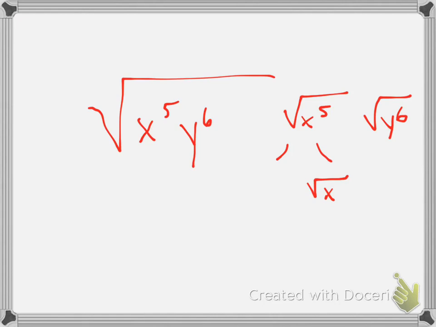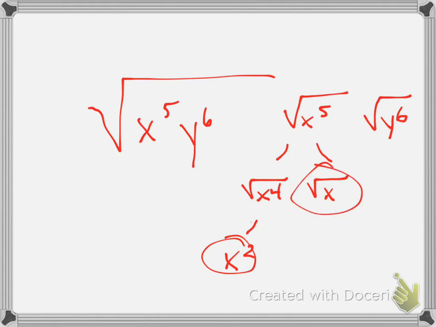But now, if I take one x away from x to the 5th, that's going to leave me with x to the 4th, which is a perfect square because it has an even exponent. Now, the square root of x to the 4th is x to the second. All I do to find the square root of it is cut the exponent in half. So x to the second is going to be in my answer. This x will be in my answer as well because it has an odd number exponent, so I can't do any more simplifying with that.